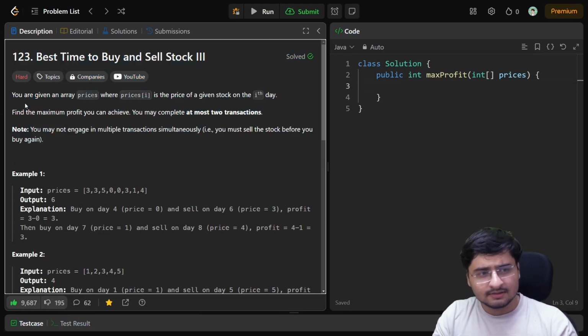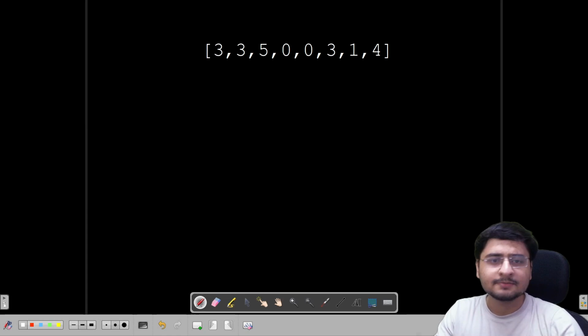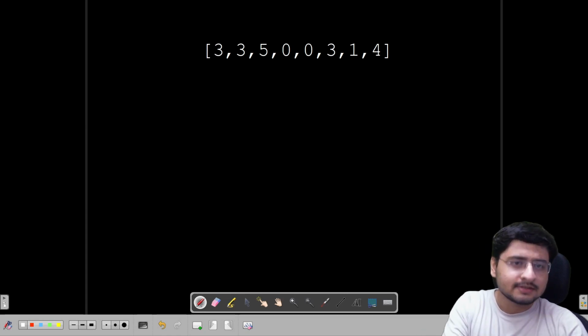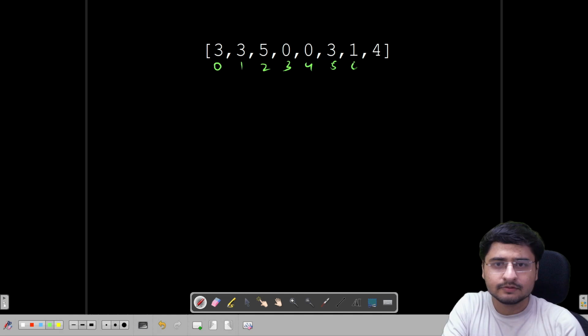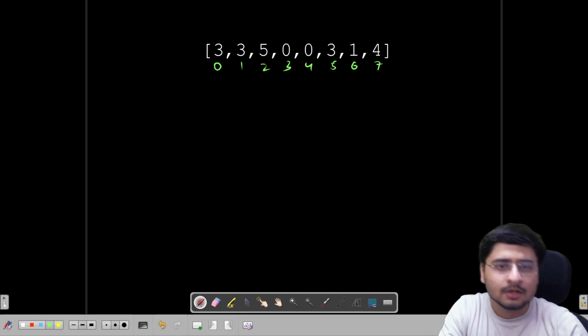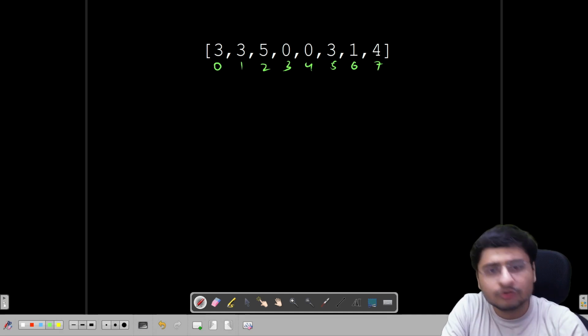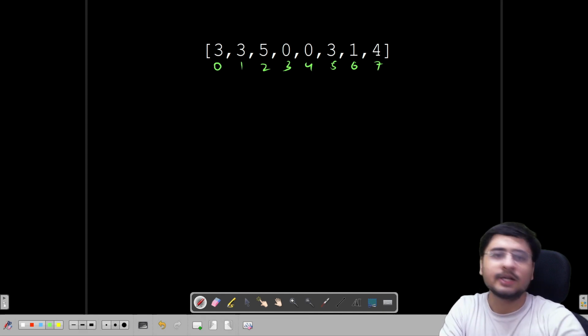Reading this is one way to understand, but let's go to the board and actually understand what the question is saying with an example. This is the prices array which is given to us, and I'll write the indexing of all of them: 0, 1, 2, 3, 4, 5, 6, 7. The ith index in this array means the price of the stock on that particular day. For example, on the second day the price was 5. On the fourth day the stock was free, zero price. On the sixth day the price was 1, and so on.